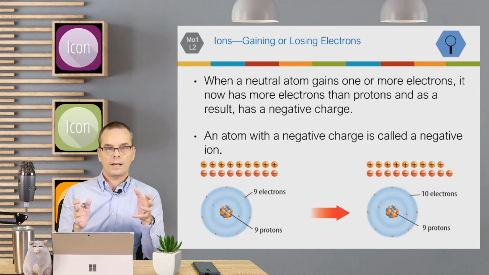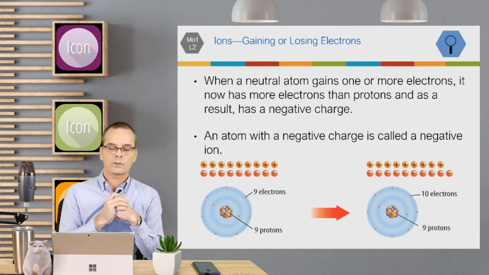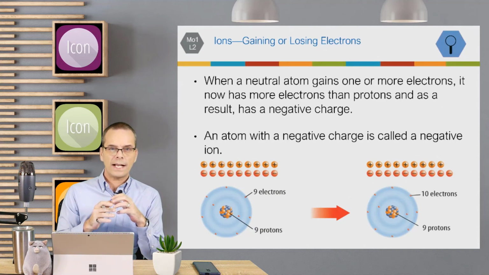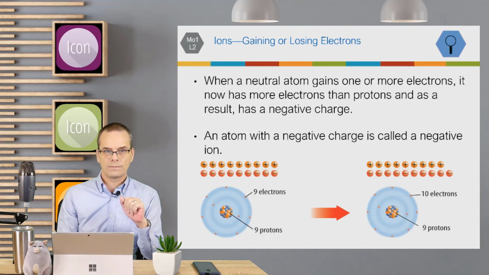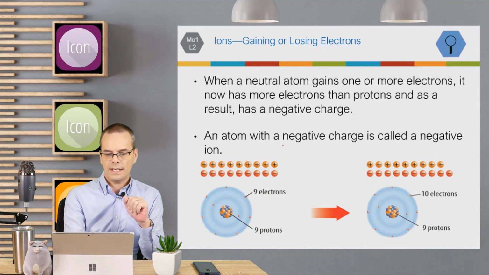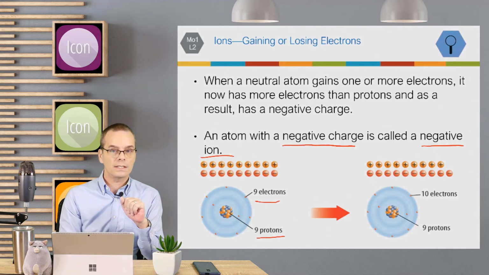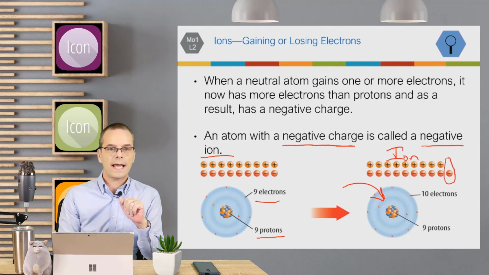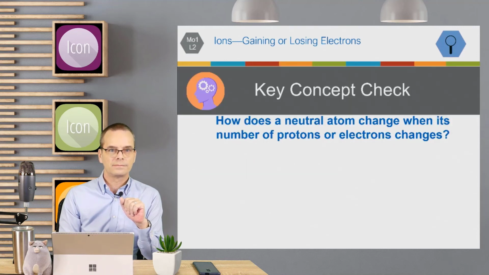Now when a neutral atom gains one or more electrons, it now has more electrons than protons. So now it has a negative charge. And an atom with a negative charge is called a negative ion. So in this example, you had 9 protons, 9 electrons, and then another electron came in, and it became a negative ion because the electrons outnumber the protons.